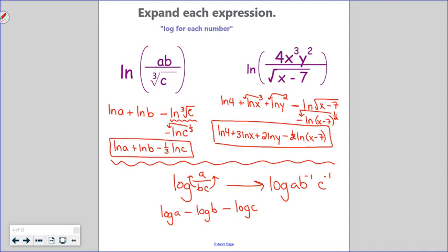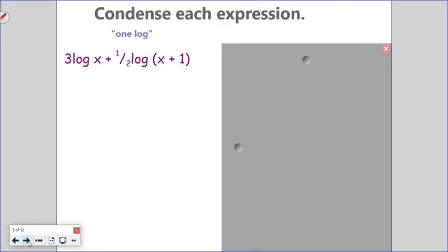Any questions on expanding? Okay, so we just factored. We just pulled it apart. The other thing to do is put it back together, and that's what's called condensing. So when you see the directions asking you to condense, you're going to put it all back together. So undo what we just did. When you're done with this, you will only have one log left.